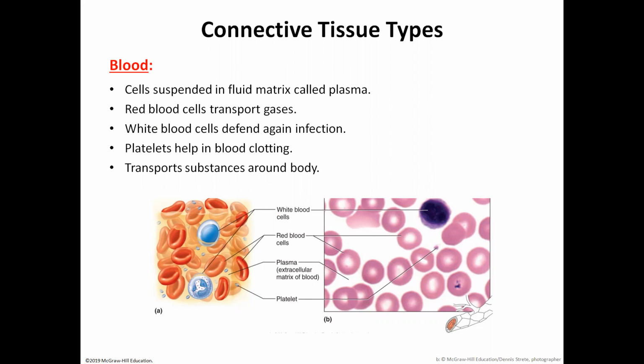And what happens is this allows us to transport substances around the body. So again, it helps us to get our gases, helps us to get rid of our waste, as well as bringing nutrients to tissues. So I do want you to know quite a lot about blood. This should pretty much all be in red.